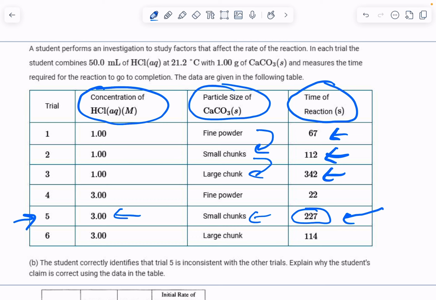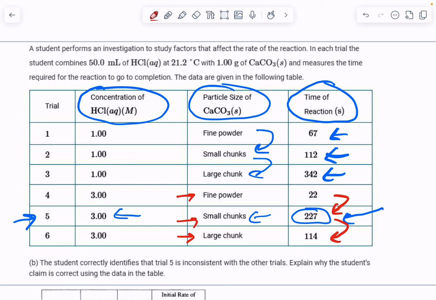But we have something wrong with our next 3 trials going from fine powder to small chunks to large chunks. Notice there's a big increase in the small chunks compared to the large chunks. So this is inconsistent. So you could talk about how these small chunks should have a shorter reaction time than the large chunks do. But it should also fall between the fine powder and the large chunks. So the fact it takes 227 seconds is not realistic data for this experiment, comparing it with the powder versus chunks version.